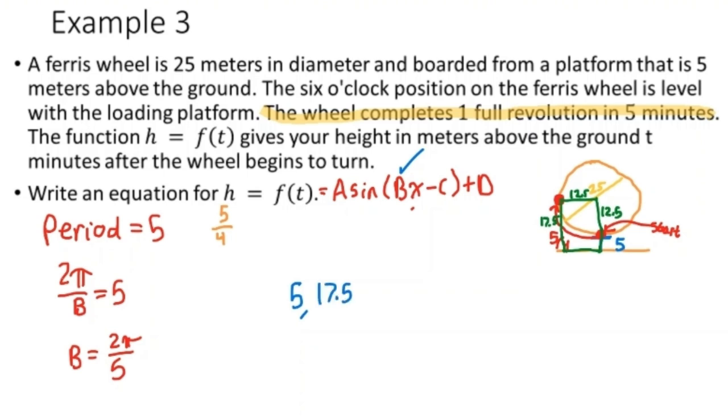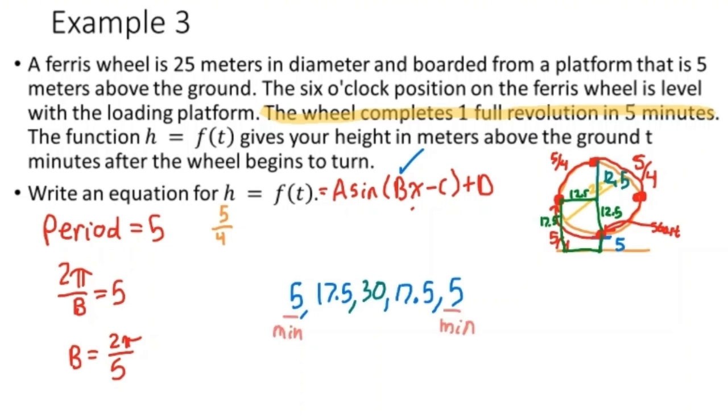Then we travel another quarter revolution, and we're going to wind up here at the tippy top. Well, the radius is still 12.5, and from the top of the Ferris wheel to the bottom of the Ferris wheel would be 12.5 plus 12.5, which is the 25-meter diameter, plus the height of the platform. That means at the tippy top, we're 30 meters above the ground. Then we go another quarter rotation, we're off to the side again, which means we return to being 17.5 meters above the ground. Then after another quarter rotation, we wind up right back where we started, 5 meters above the ground.